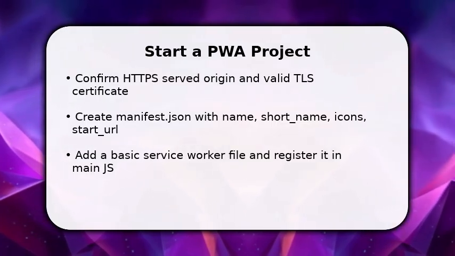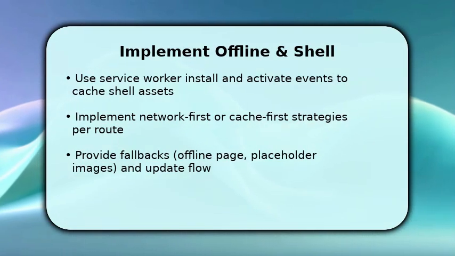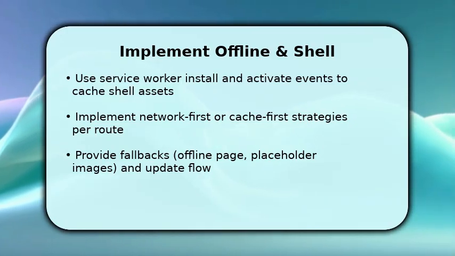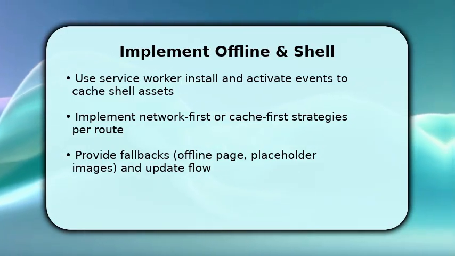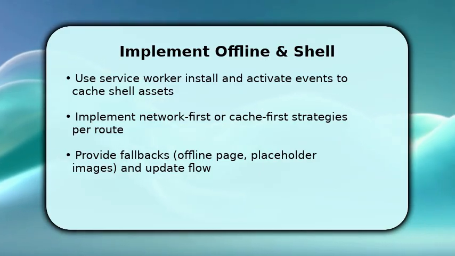Next, implement the offline experience and app shell using the service worker lifecycle. During install, cache your shell assets and critical routes, then during fetch choose network first for dynamic data and cache first for static resources. This balances freshness versus reliability.